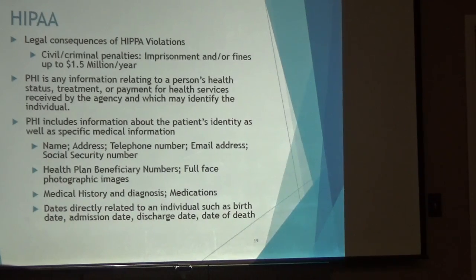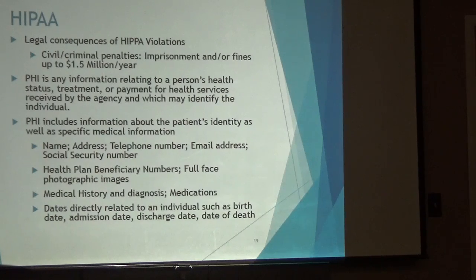So what is PHI? What's protected health information? It's any information related to a person's health status, treatment, or payment for health services received by the agency which may identify the individual. So it basically reveals their identity, which could be stolen. And that it can include their personal protected health information or specific medical information. So you can see many examples up there. I think name is pretty obvious to people, but believe it or not, email address, that's PHI.